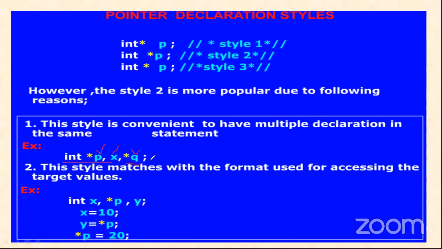You may also declare them in different styles. For example, x is an ordinary variable here, star p is a pointer variable, and y is an ordinary variable. Then I can specify x is equal to 10. Since it is an ordinary variable, directly I can assign the value to it.